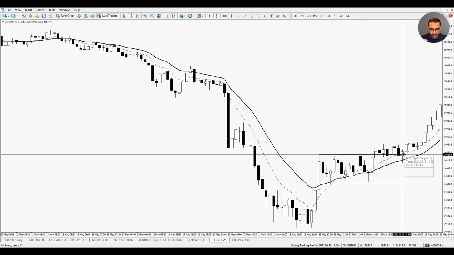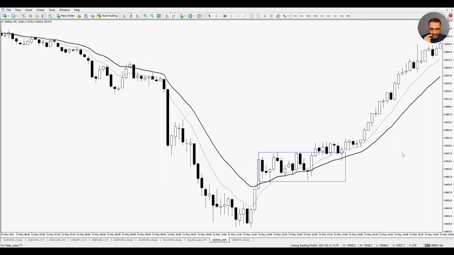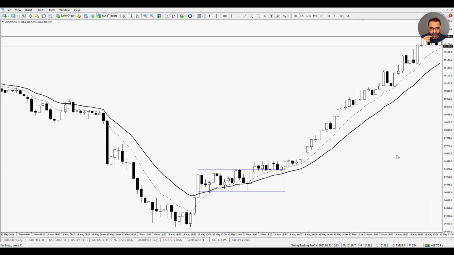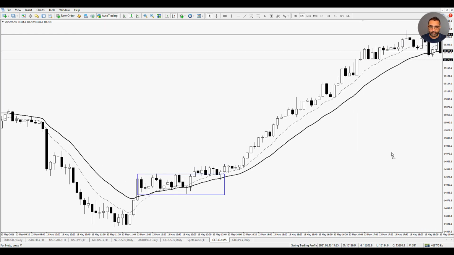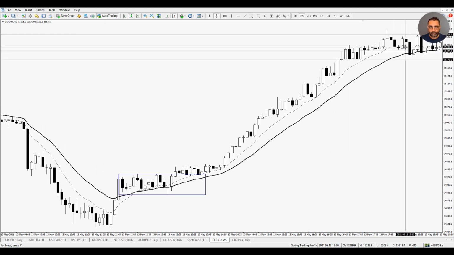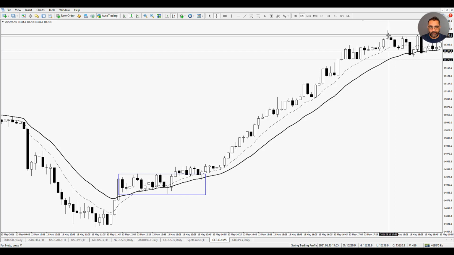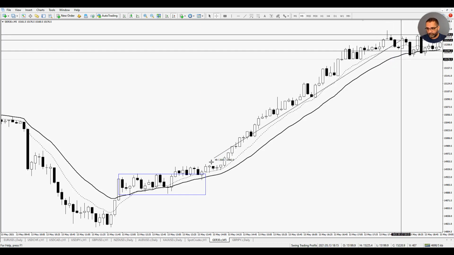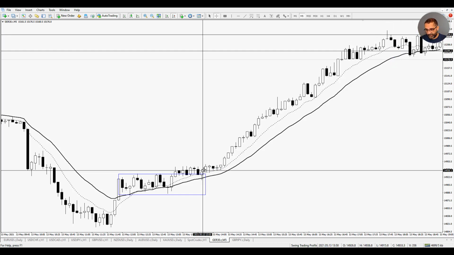I went long here on this candle. And then I held it. I held it and I held it and I held it, because all I was looking at was the 10 EMA. And I got out somewhere there. That was a massive winner. Now, was my stop loss here for this? No.